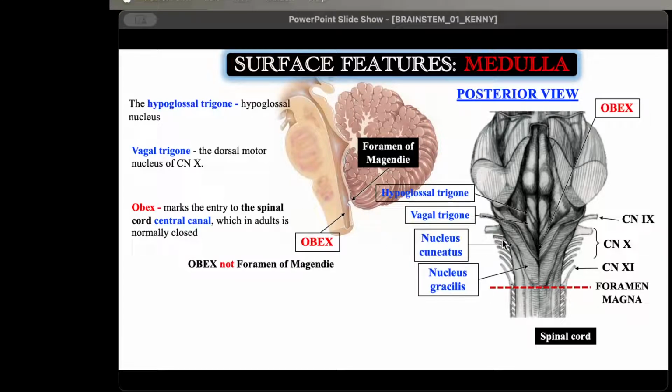And then we also have the nucleus gracilis and nucleus cuneatus, which are continuations of the fasciculus gracilis and fasciculus cuneatus, respectively.